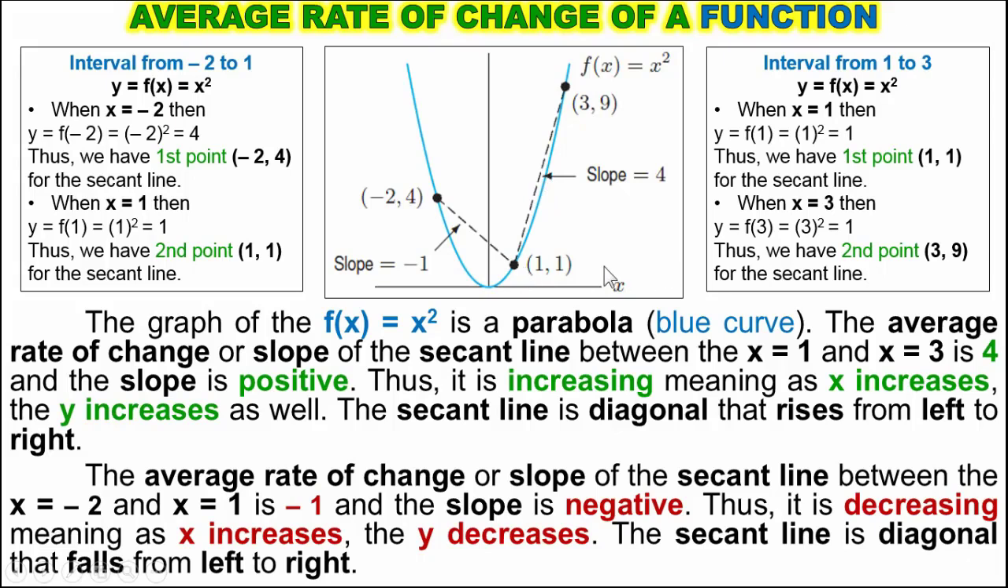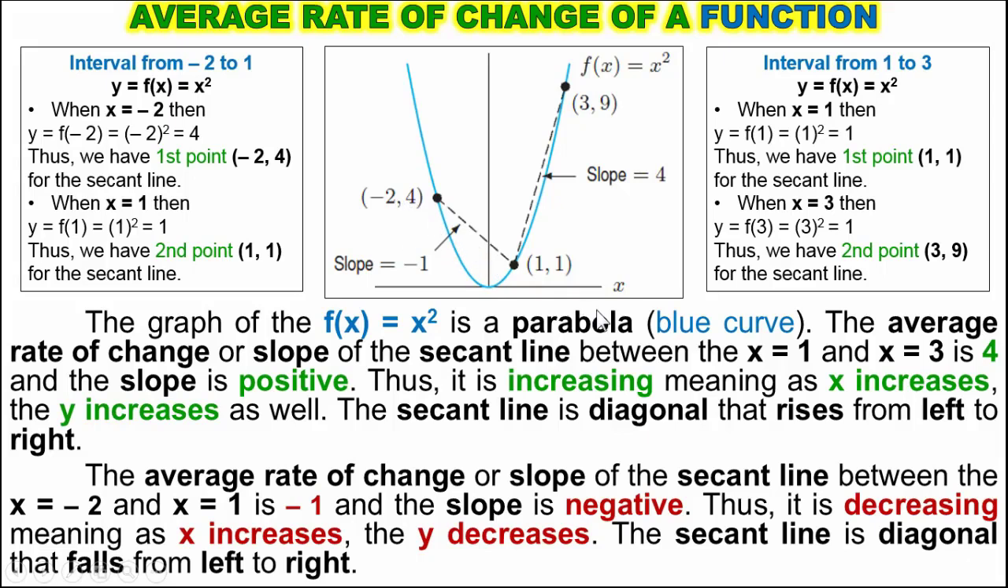The average rate of change, or slope of the secant line, between negative 2 and positive 1 is negative 1 and the slope is negative. Thus, it is decreasing, meaning as x increases, the value of y decreases. The secant line is a diagonal that falls from left to right.